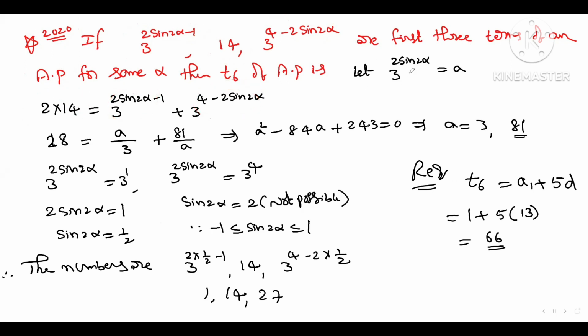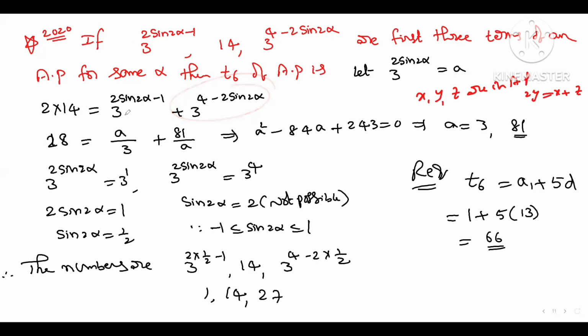Let us take 3 to the power 2 sine 2 alpha as A. So what is the formula? Here X, Y, Z are in AP. The formula is 2y is equal to X plus Z. Here 2 times the middle term, 2y. This is X, Y, Z. So 2 times 14, 28, is equal to A plus C.